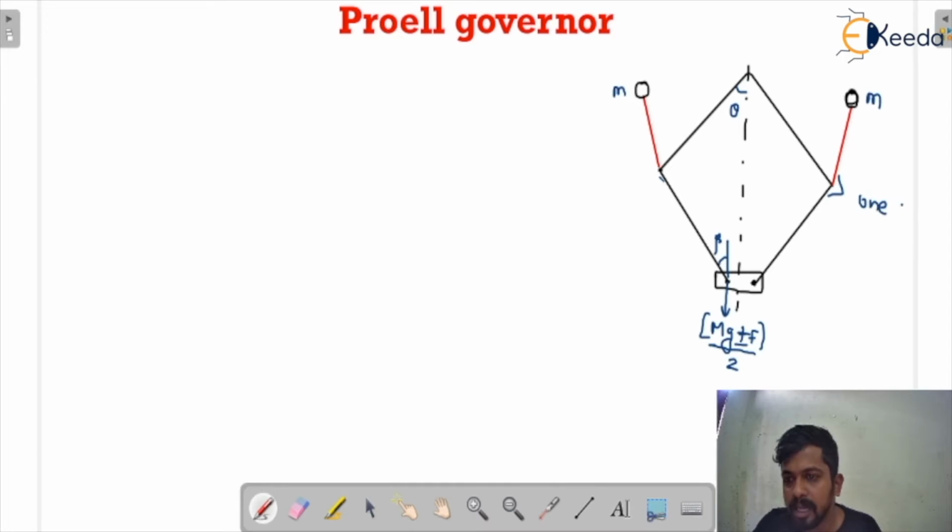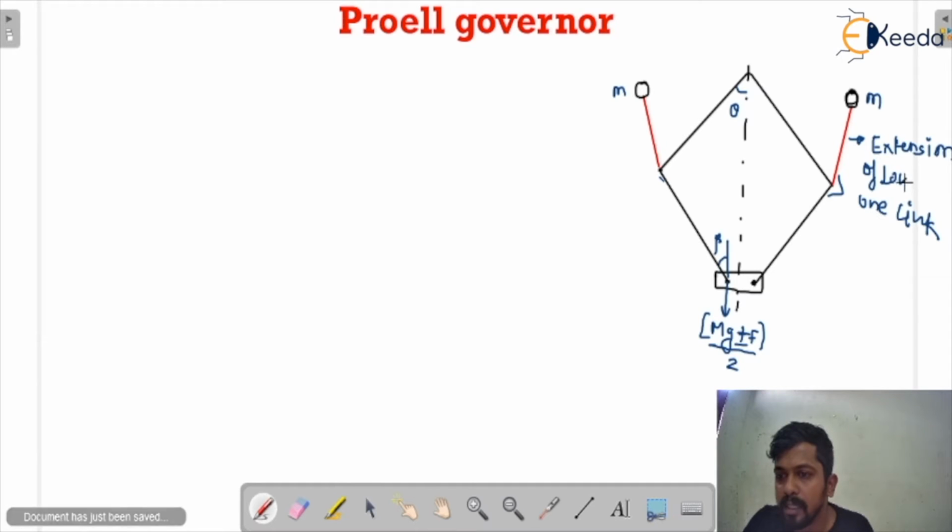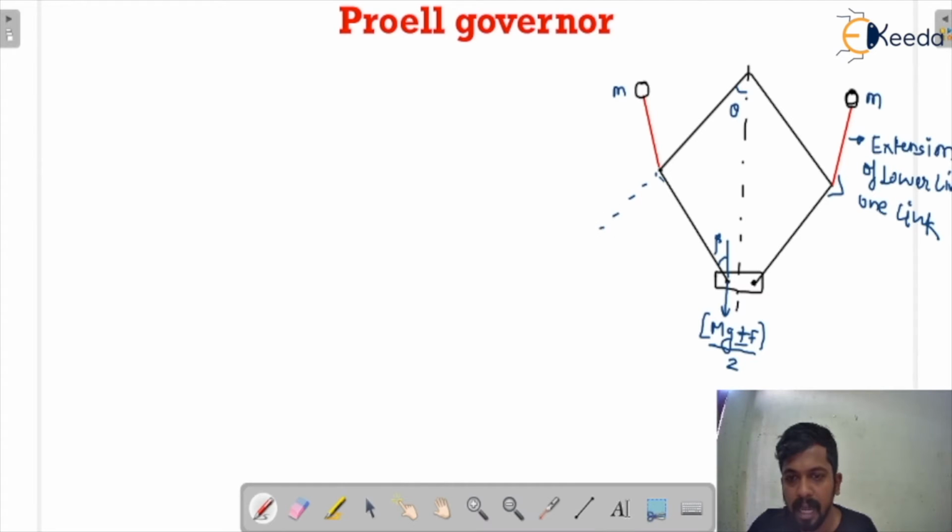Okay, this is completely one link. This link is known as the extension of the lower link. This is only found in Powell governor. Extension of lower link. Okay, we have to draw the diagram, and I am going to extend it in order to find out the instantaneous center.